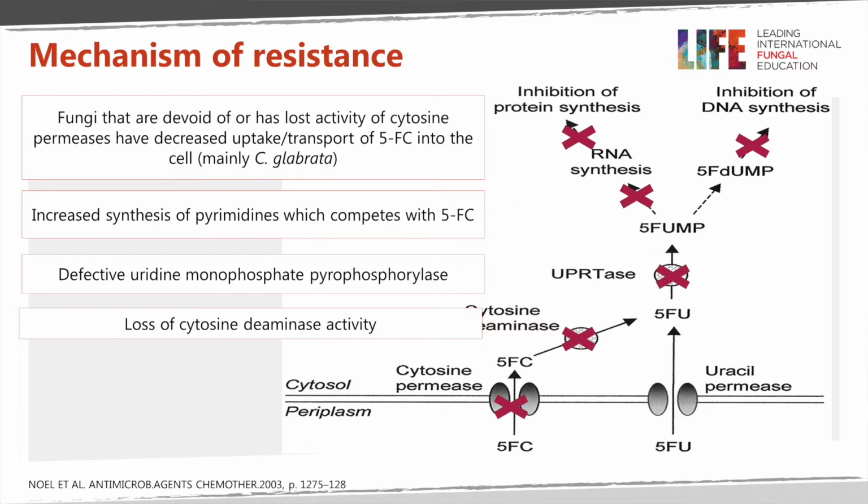Then the other possible mechanism of resistance is defective uridine monophosphate pyrophosphorylase, which is an enzyme used to convert 5-fluorouracil into the other moieties that can then inhibit RNA and DNA synthesis. Then there are fungi that do not have the activity of cytosine deaminase, which is supposed to convert 5-flucytosine into 5-fluorouracil. Because of that, the activity of flucytosine will be limited.